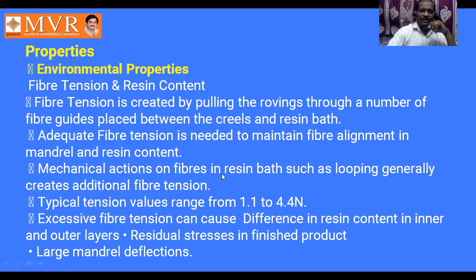Mechanical actions on fibers in the resin bath, such as looping, generally create additional fiber tension. Typical tension values range from 1.1 to 4.4 newtons. Excessive fiber tension can cause differences in resin content in inner and outer layers, residual stresses in the finished product, and large mandrel deflections. So these are the things that are possible for a filament winding.